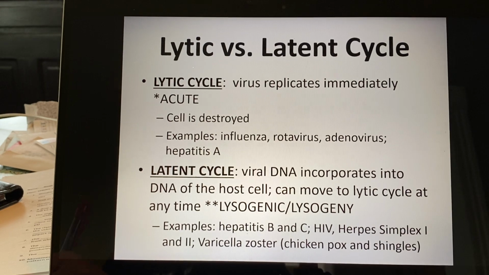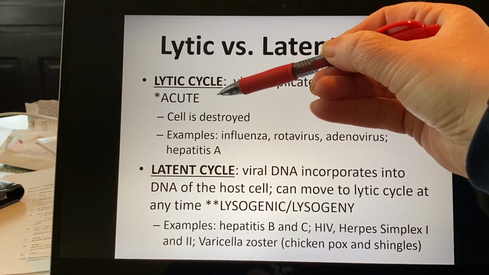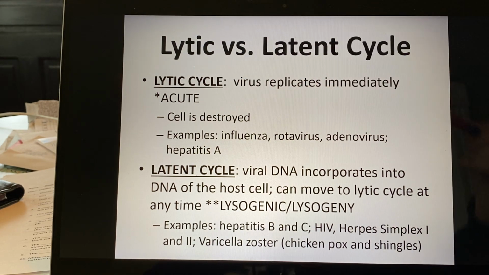Okay, so lytic viruses cause acute illnesses. Okay, lytic viruses cause acute illnesses. And what's happening with a lytic cycle, it means that it's going to go through those steps 1 through 6 right away, and you're going to destroy the cell. So yeah, the bad news is you get sick, it happens right away. The good news is it's going to end and it's going to be over, and your immune system is going to clear that virus away.